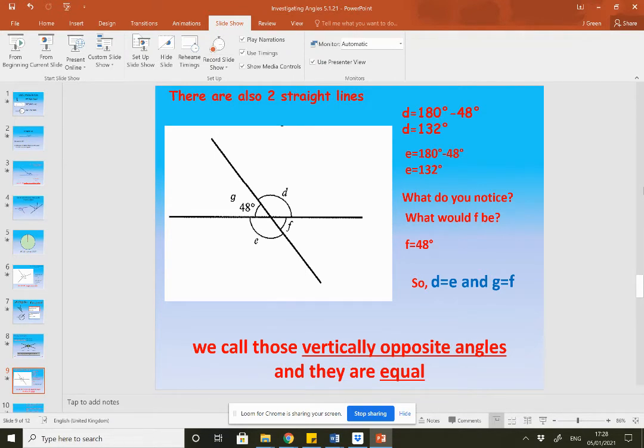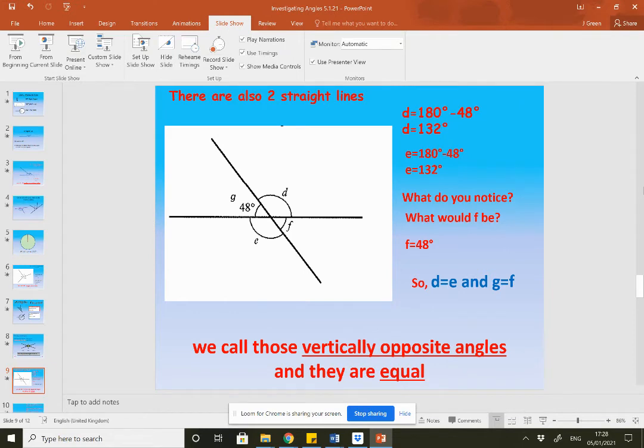Go. This is why it's so fun. I would have to find angle D, which would obviously be the same as angle E. Are you seeing straight lines? I would see straight lines. So I see a straight line going along, and G is 48 degrees.